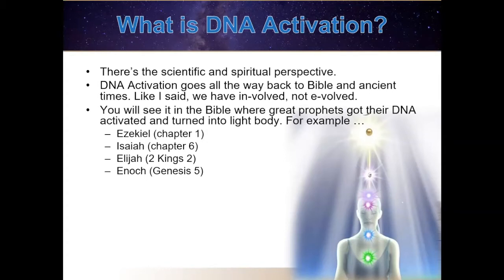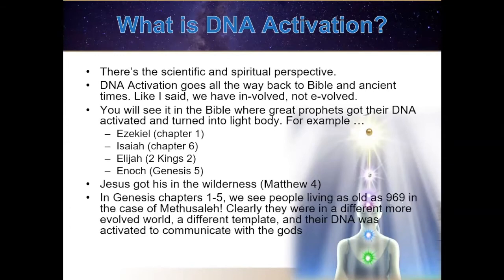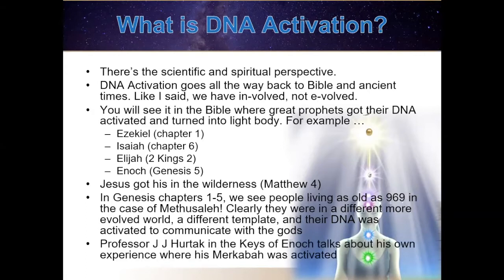You will see it in the Bible, where great prophets got their DNA activated and turned into light body. For example, Ezekiel chapter 1, Isaiah chapter 6, Elijah 2 Kings 2, Enoch Genesis 5, Jesus got his in the wilderness, Matthew 4. And in Genesis chapters 1 to 5, we see people living as old as 969 in the case of Methuselah. Clearly, they were in a different, more evolved world, a different template, and the DNA was activated to communicate with the gods. So they were living hundreds of years old without any effort or without trying.